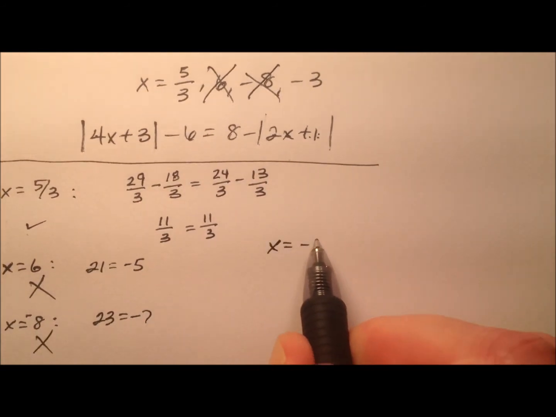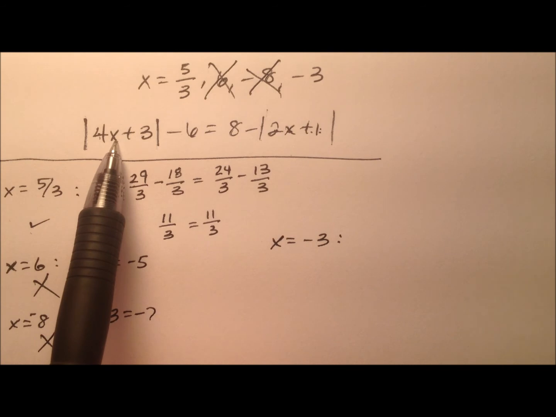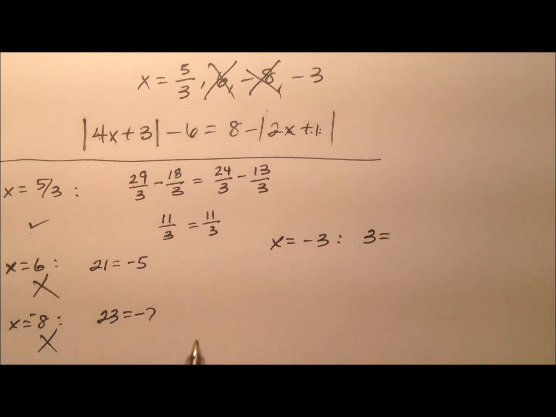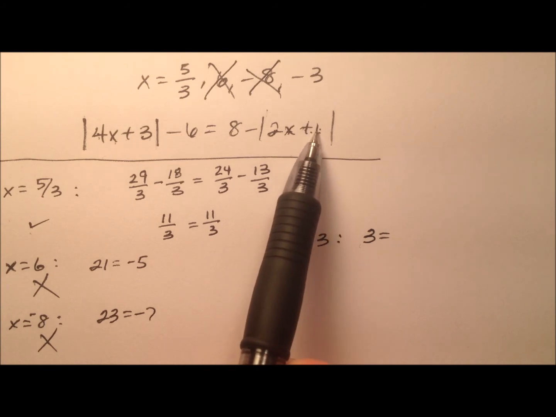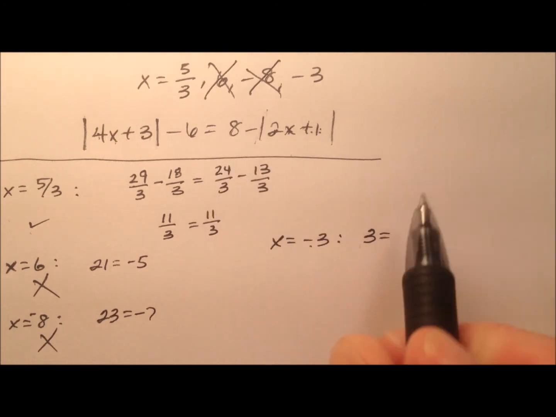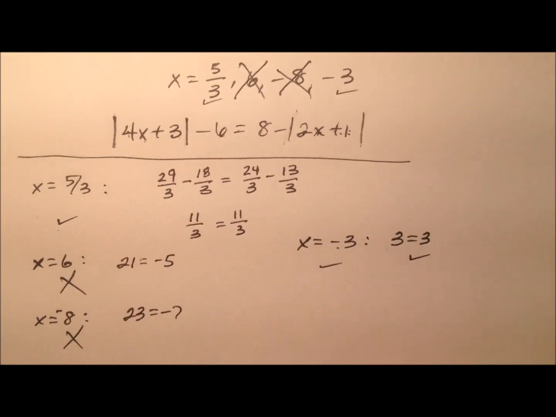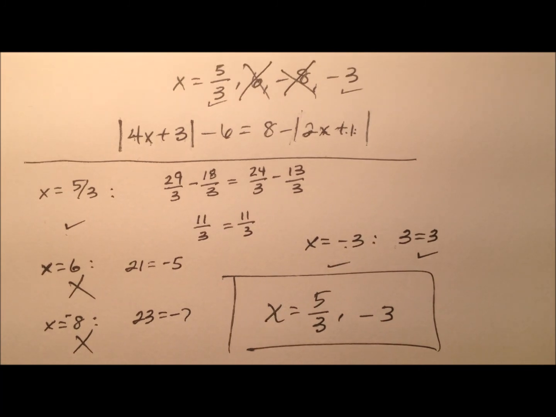So let's try x equals negative 3 now for our last possible one. So 4 times negative 3 is negative 12, and plus 3 is negative 9. Absolute value is positive 9. Minus 6 is 3 on that left side. And 2 times negative 3 is negative 6, plus 1 is negative 5. Absolute value is positive 5. 8 minus 5 is 3. So that one does work. So we have two values for x, positive 5/3 and negative 3. And that will be the solution for that second example that has two absolute value expressions in one equation.